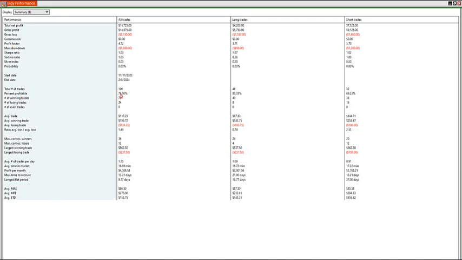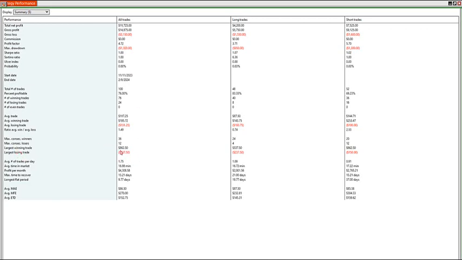So here it says percentage profitable between 9 to 10 with my parameters and 2 to 11 was 76%. But I don't care about that. What I care about is this. I care about the profit factor. I want a higher profit factor. If you have a 1-to-1 profit factor, you're not doing yourself any good. It's nice to have a 2, 3, 4 profit factor.